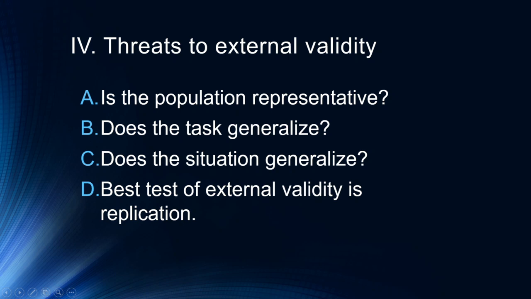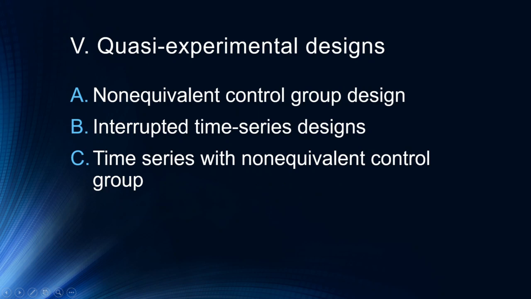So the best test of external validity is to replicate, so we just do it again at a different school, different group of people, different test, etc. All right, so we're going to finish this out with specific designs. We'll talk about non-equivalent control groups, interrupted time series, and time series with non-equivalent control group.